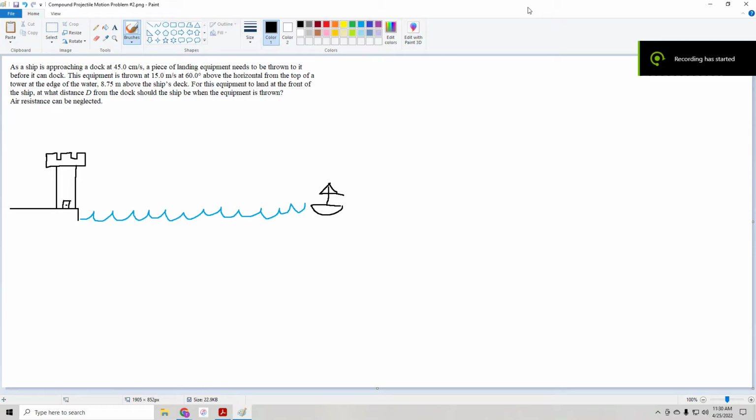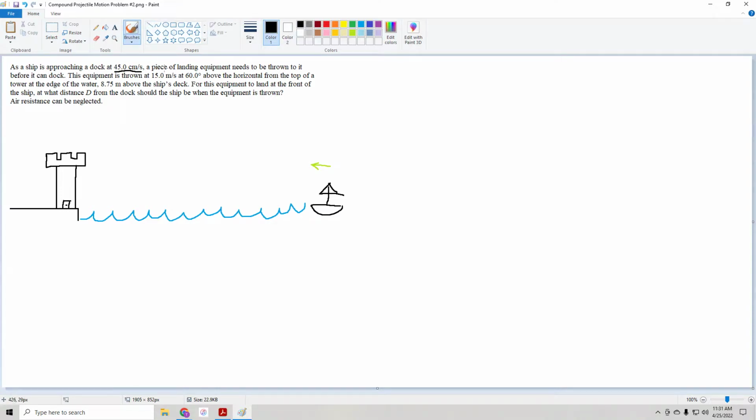Here's another projectile motion problem that's very similar to the first one, compound projectile motion problem number 1. In this one, we have a ship that is approaching a dock at 45 centimeters per second. I'll actually label that here.